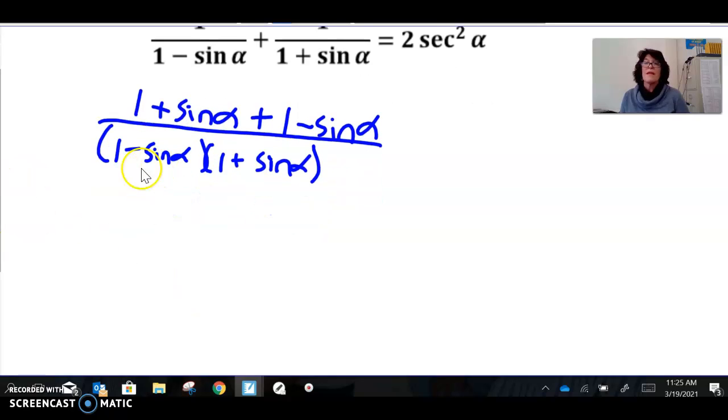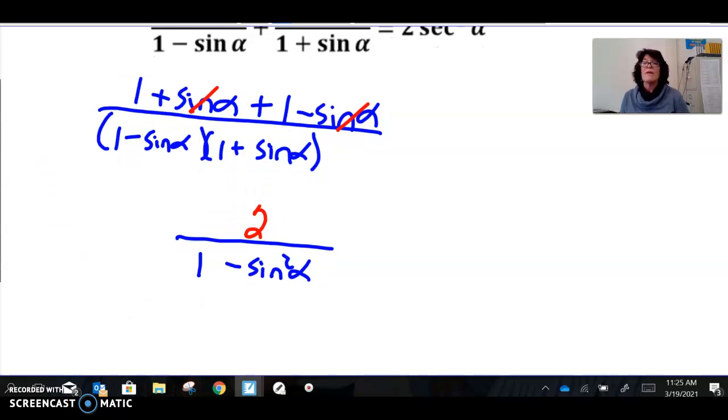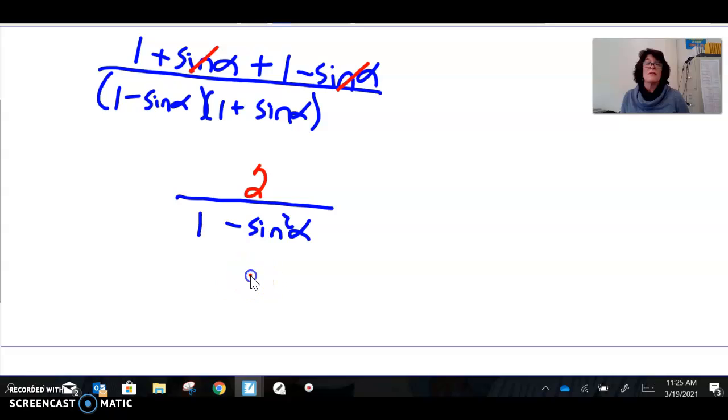Okay, now 1 minus sine times 1 plus sine, that's the difference of two squares. That's 1 minus sine squared alpha. We just did that on the other side. FOIL that together. Positive, negative, this is just 2. And 1 minus sine squared alpha, we just saw on the other side, was cosine squared alpha.